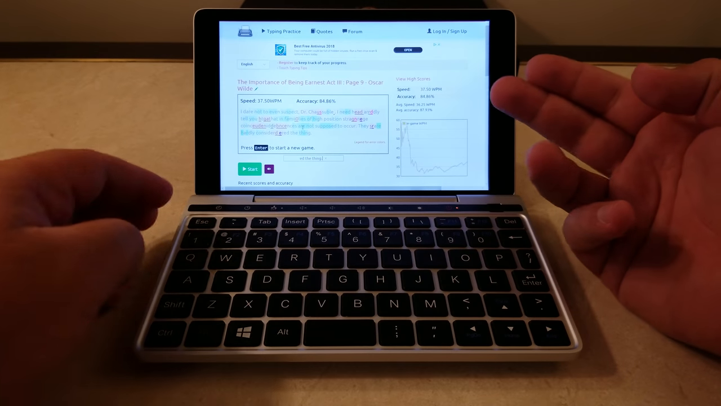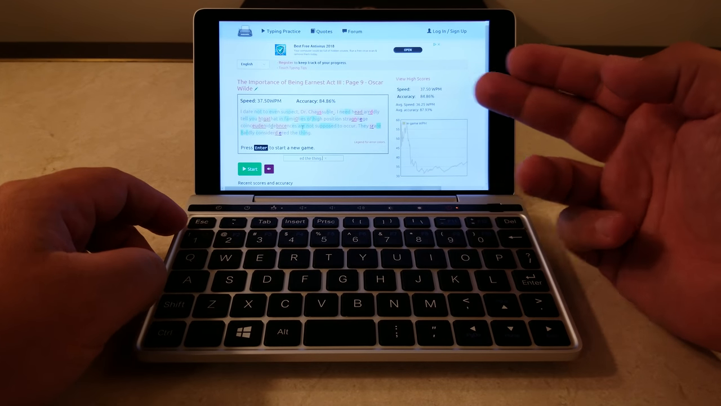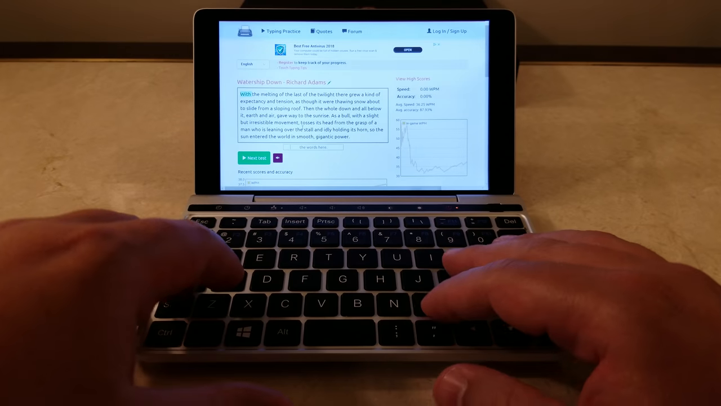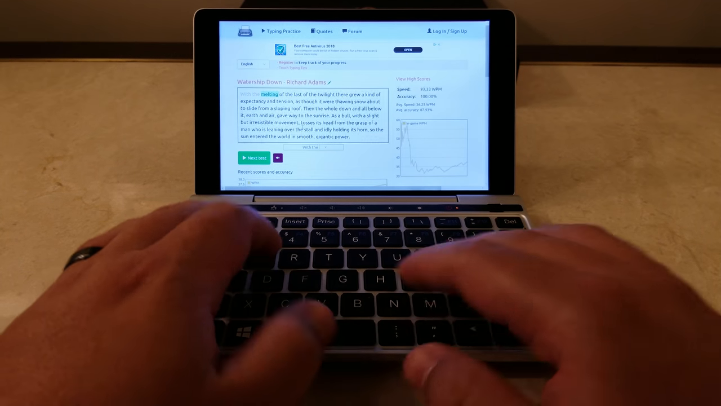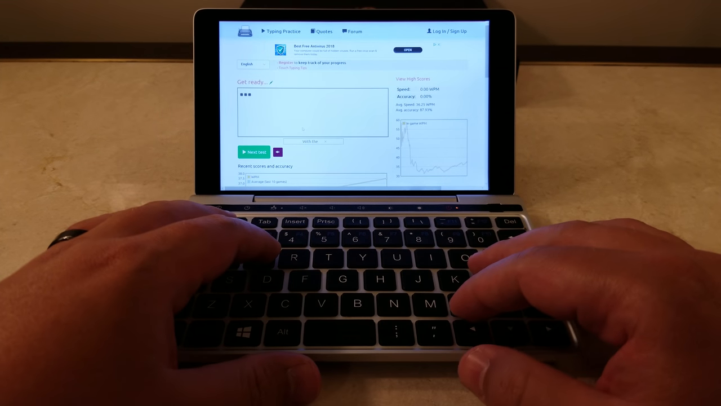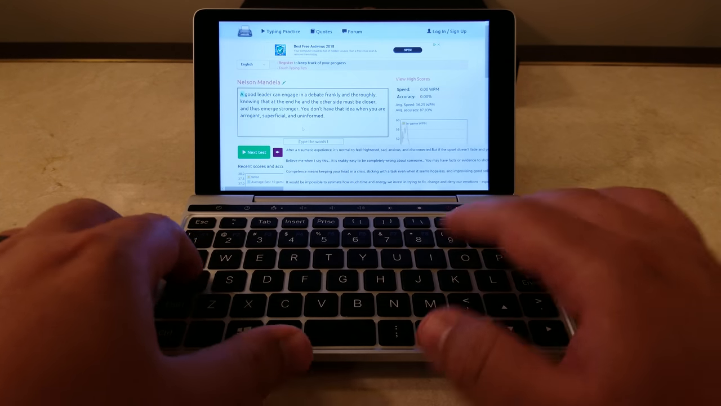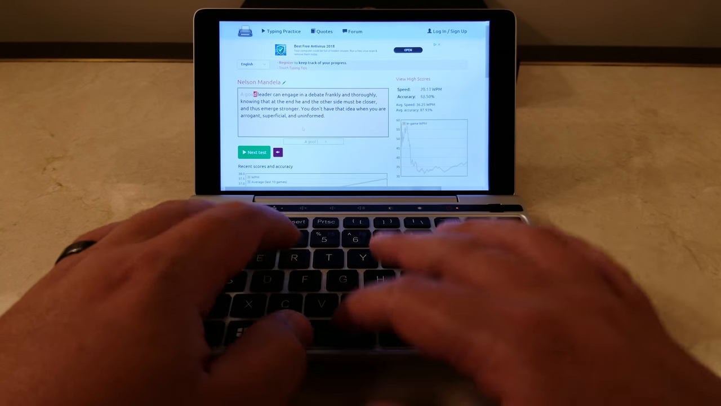So that's 37.5 words per minute. My accuracy is pretty low. Let's go ahead and just try another one. Oh man, this is long. Let's escape this. Let's see if we can get a short one. Start off, I'm already failing.